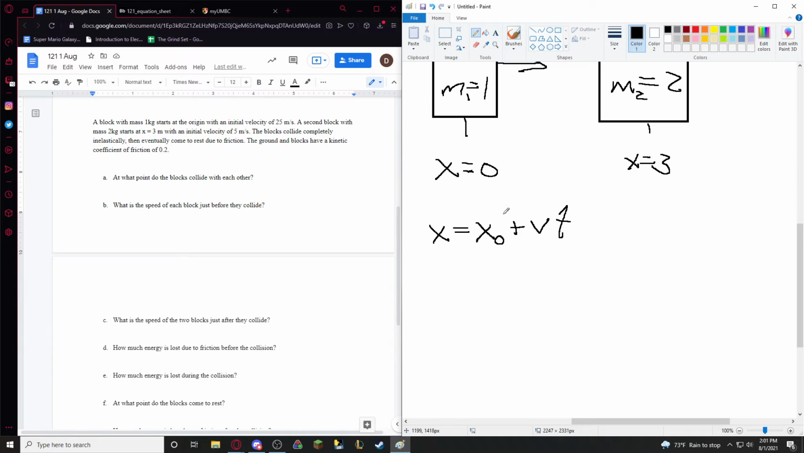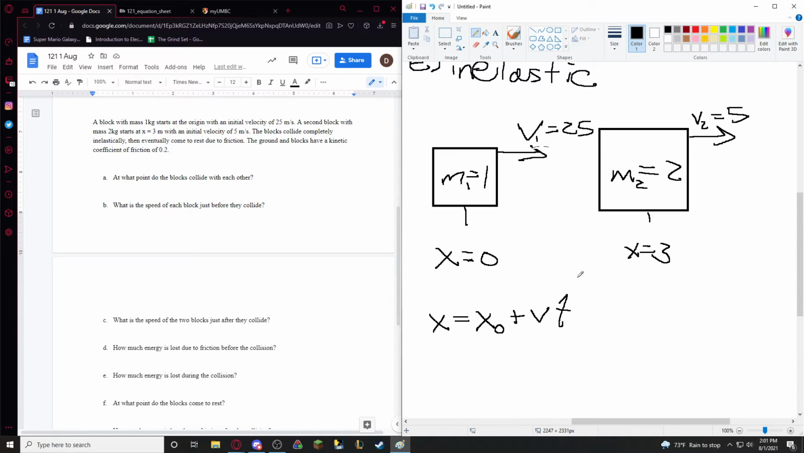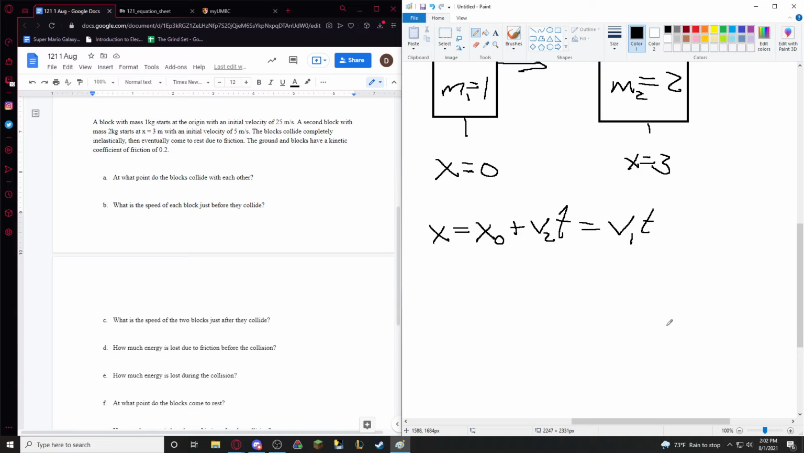So you mentioned these being equal, right? Yeah, the distance has to be equal because they collide. So this is for block 2, and for block 1 our initial x value would be 0, so it'd just be v1 times time, right? So x, the final distance where they collide, equals x0 plus v2 times time, which equals v1 times time.